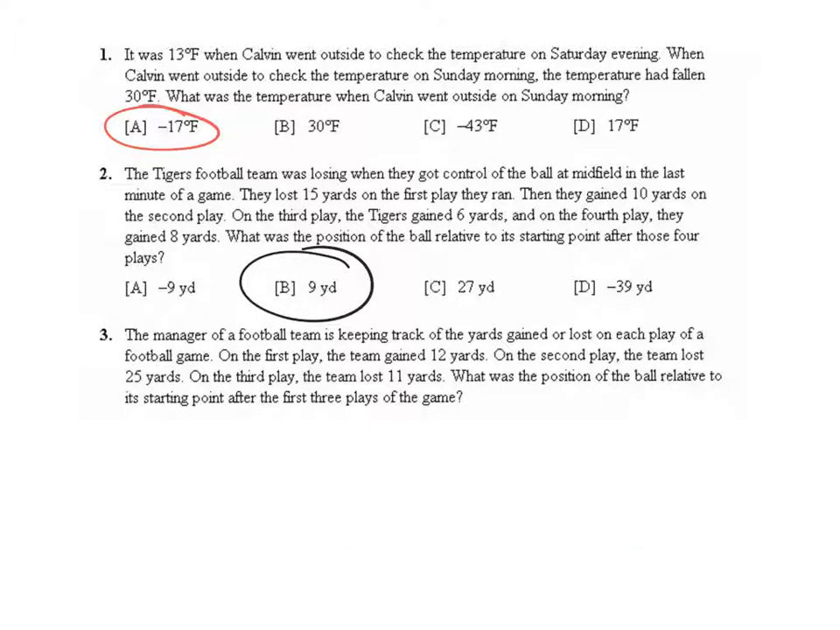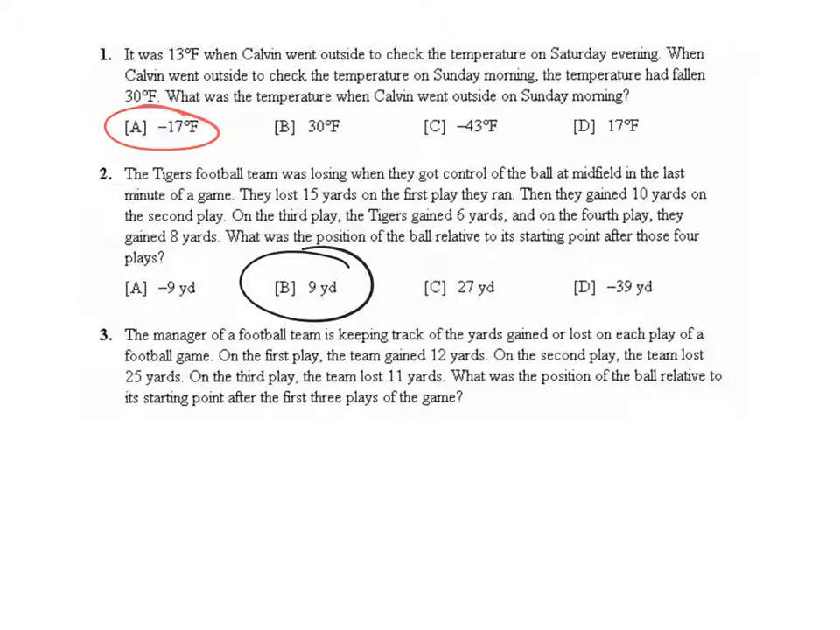Question 3 says the manager of a football team is keeping track of the yards gained or lost on each play of a football game. On the first play, the team gained 12 yards. The second play, they lost 25. And the third play, they lost 11. What was the position of the ball relative to the starting point after the first 3 plays of the game?